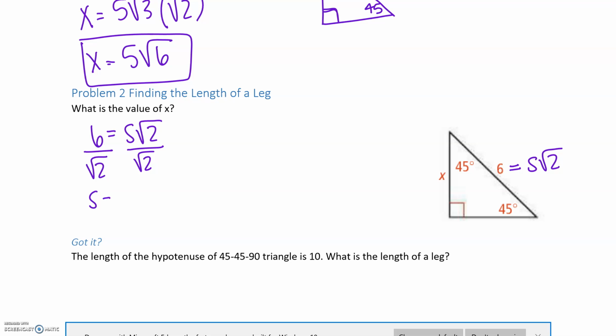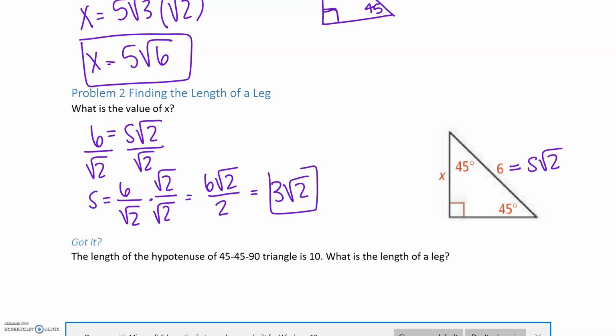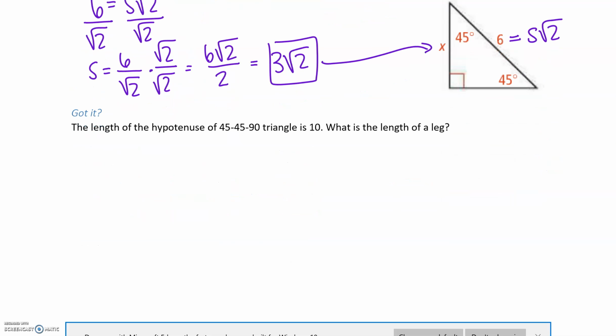That leaves us with S equals 6 over the square root of 2. We have to rationalize this denominator over here. So we are going to multiply both the top and bottom by the square root of 2, which leaves us with 6 square roots of 2 over 2. We can divide 6 by 2, which leaves us with 3 square roots of 2, which is what we want. And that's going to be our x. So right here, we're just solving for S. That's all we're doing, okay?